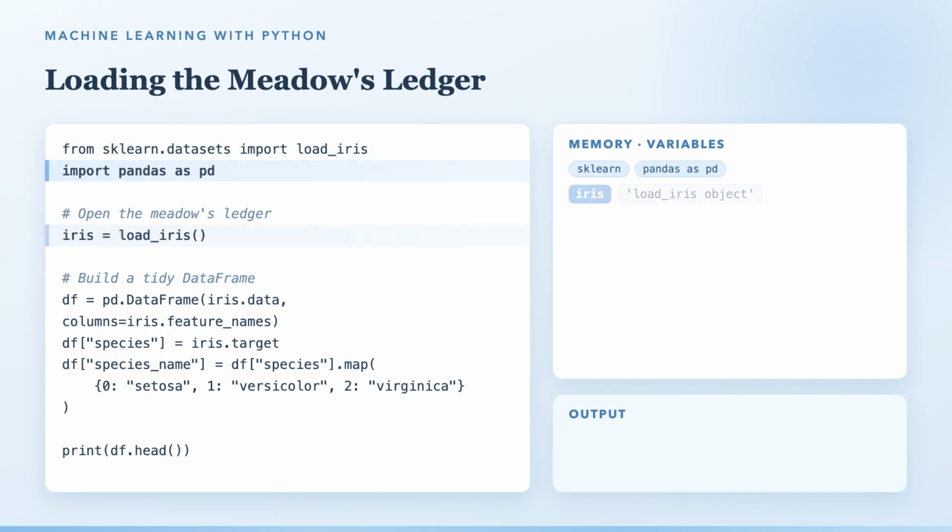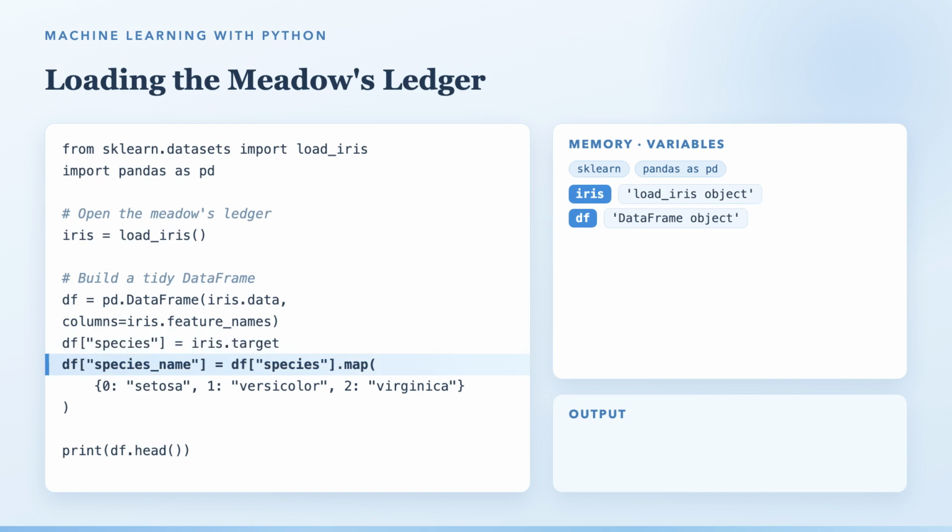Now we build a data frame, our tidy linen table, 4 columns of measurements, and a species number, 0, 1, or 2. Numbers are useful for computers, but names are kinder to people, so we map them. 0 becomes Setosa, 1, Versicolor, 2, Virginica, and df.head. The first 5 flowers step forward, all Setosa, all with those small, tidy petals, 1.4 centimeters long. See how the numbers agree with what we saw in the blue patch? Take a moment here. This is the quiet beginning of every project. Simply looking at what we have.